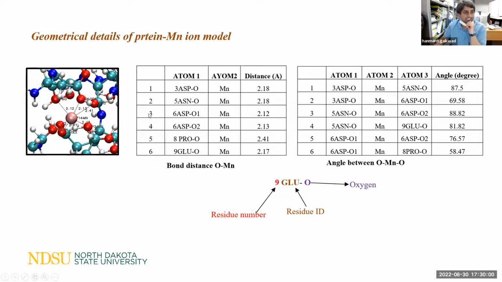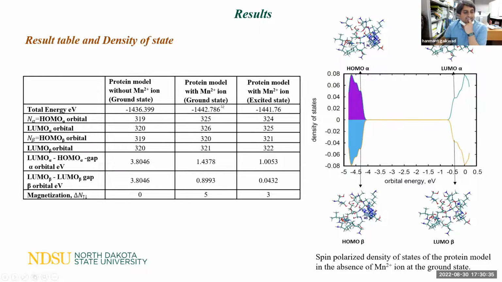For these two models, I started the DFT calculation. When I checked the protein metal ion model, I observed that the metal ion has an octahedral geometry. Based on that, I named the amino acids nearest to it and found the distances and angles. From this, we came to know that it shows octahedral geometry around the metal ion, the manganese ion.